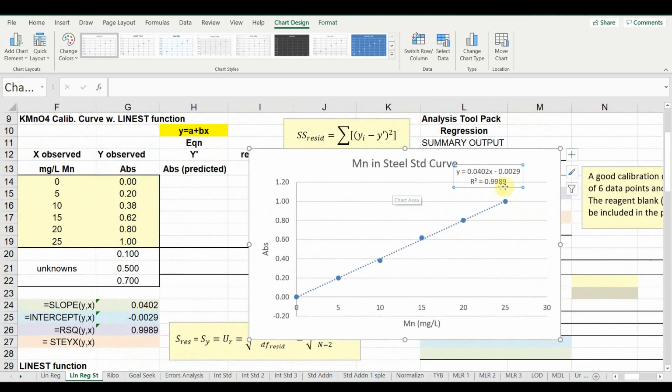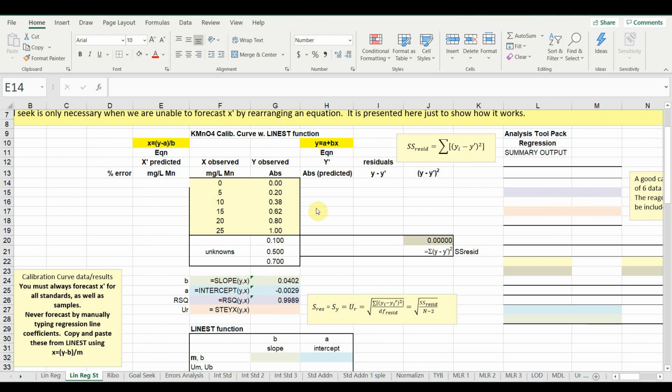Alright, so what do we see? The r-squared is 0.9989, that's decent. I'm just going to move this out of the way. It certainly is linear, so linear regression is appropriate. So we want to calculate the concentration of the standards and the unknowns. To do that, we need the regression equation.